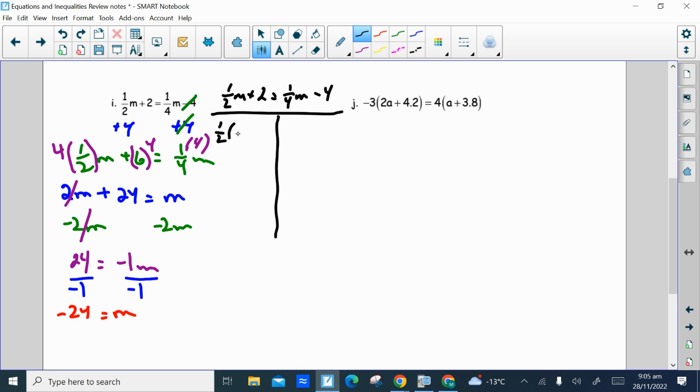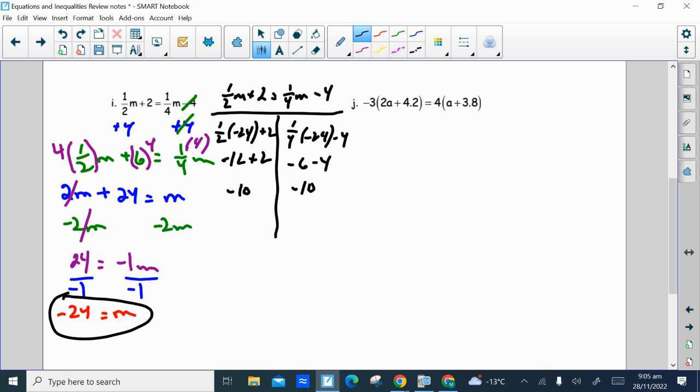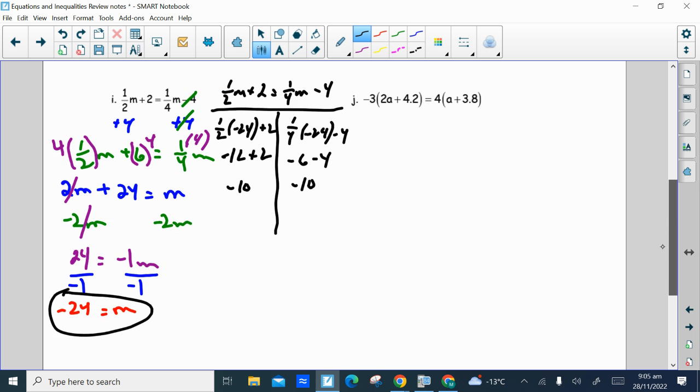So it's 1/2 times negative 24 plus 2. Half of negative 24 is negative 12. And negative 12 plus 2 is negative 10. So the right side better equal negative 10 as well. Otherwise, we've made a mistake and we need to check that. 1/4 of negative 24 is the same as negative 24 divided by 4. That's negative 6. Take away 4 is negative 10, so it checks. You get the same thing on both sides, means our answer is correct. So again, you should never get these wrong because you can always check them.